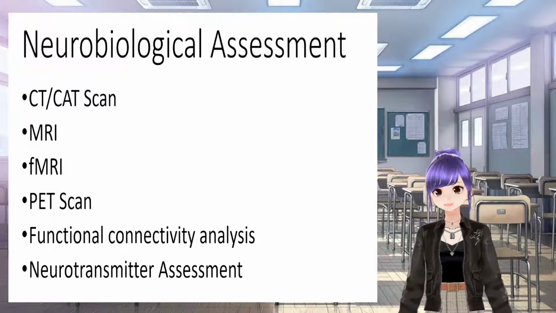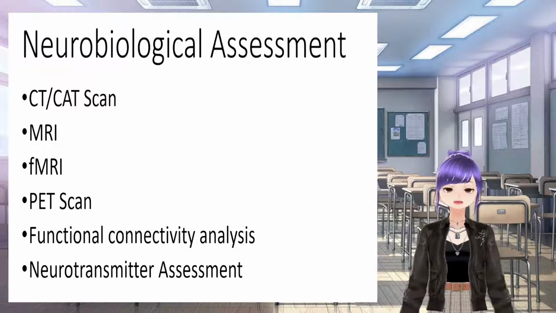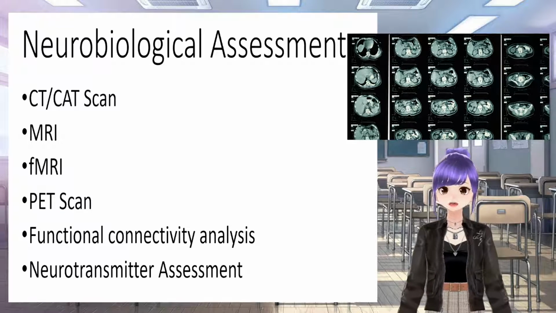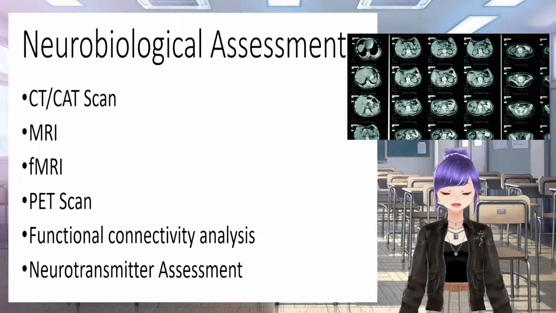The different neurobiological assessments, I'm sure that you are familiar with them from your biopsych. First is the CT scan or CAT scan, or computerized axial tomography. This is an X-ray that passes through the horizontal cross-section of the brain, scanning it through 360 degrees. A scanner on the other side measures the radioactivity that penetrates the brain.